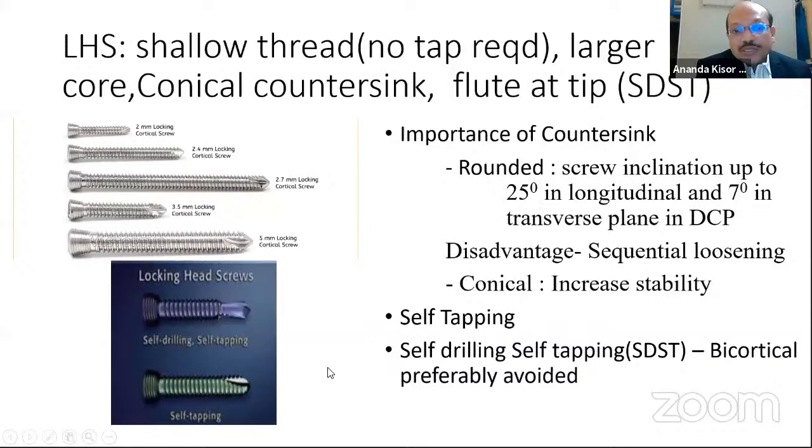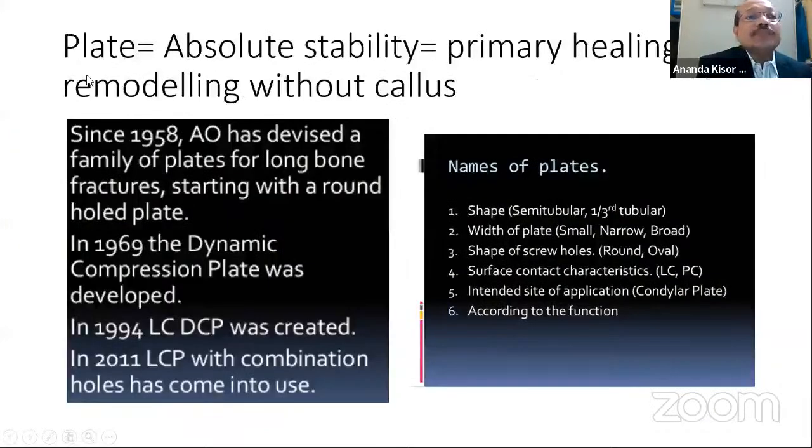The relative stability, or elastic stability, or micromotion, leads to callus formation. Whereas if there is no micromotion, there will be no callus formation. Basically, the bone surfaces heal with each other with the help of remodeling. So basically, it is primary healing. So the plate will provide the primary healing. There are several types. I am not going into detail.